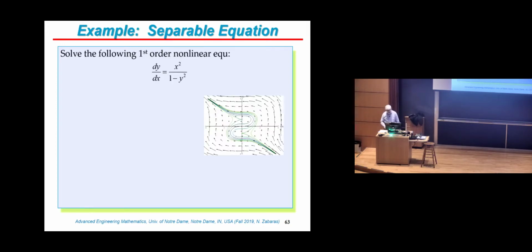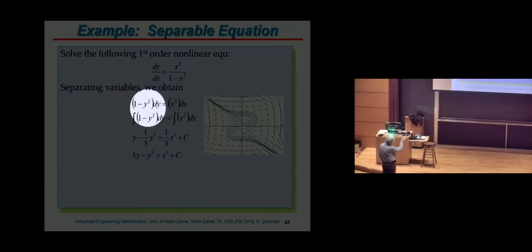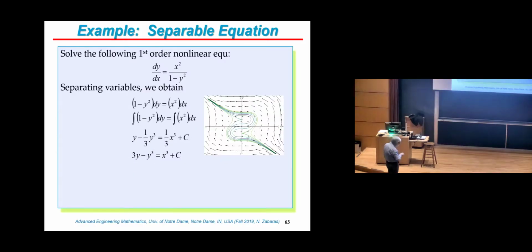So let me take this equation as another example. dy over dx equal x squared over 1 minus y squared. Obviously, this equation is separable, all right? So it's not a linear equation, but it's no big deal. If I put 1 minus y squared together with dy, x squared together with dx, you can integrate on the left and the right-hand sides.